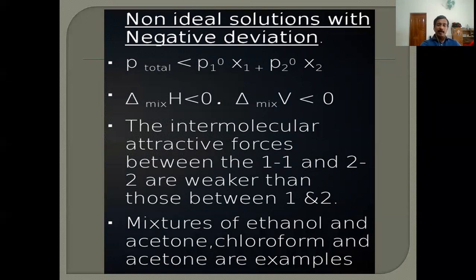Here the examples are ethanol and acetone. Another example, chloroform and acetone. Chloroform cannot form hydrogen bonds between chloroform molecules. In the case of chloroform, the attractive interactions are weaker than that between chloroform and acetone. For negative deviation, another example is nitric acid and water. When nitric acid dissolves in water, you know, a large amount of heat energy will be liberated. Delta H mixing will be negative.